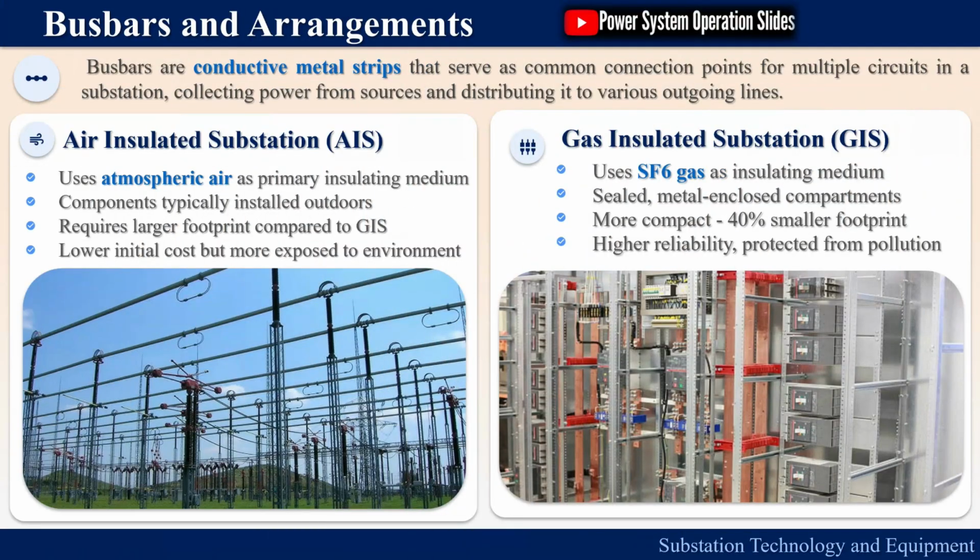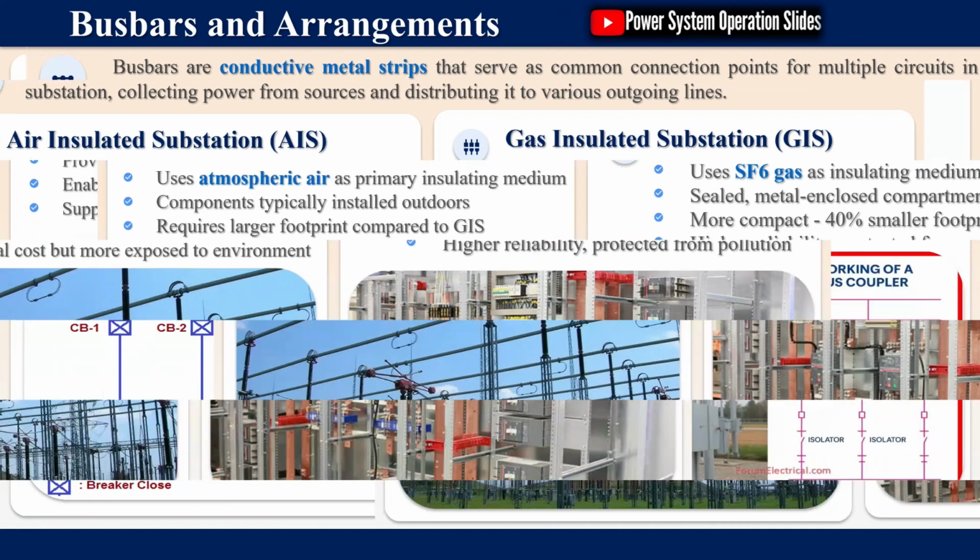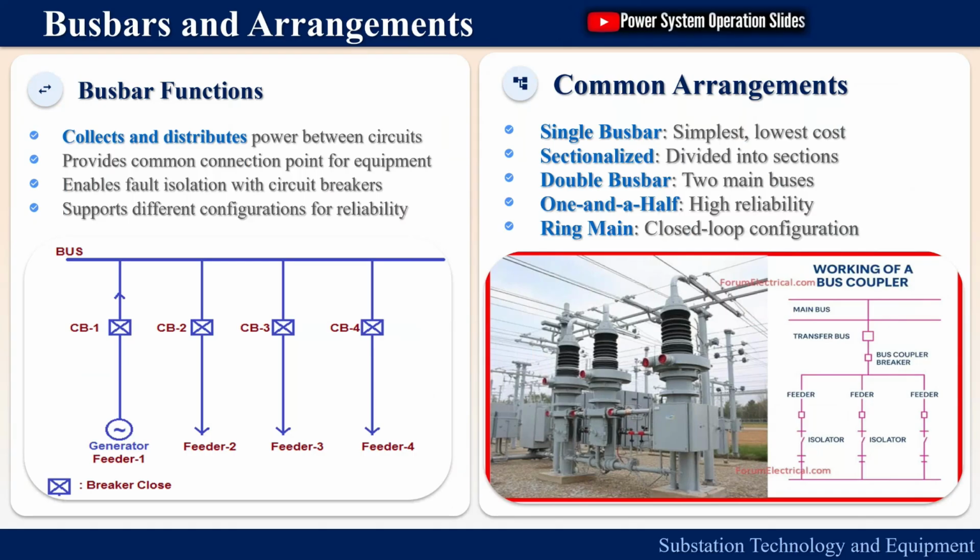Difference: isolator versus earth switch. An isolator provides visible air gap isolation, while an earth switch grounds the isolated section. Interlocks prevent unsafe operations. Together they ensure mechanical and electrical safety.